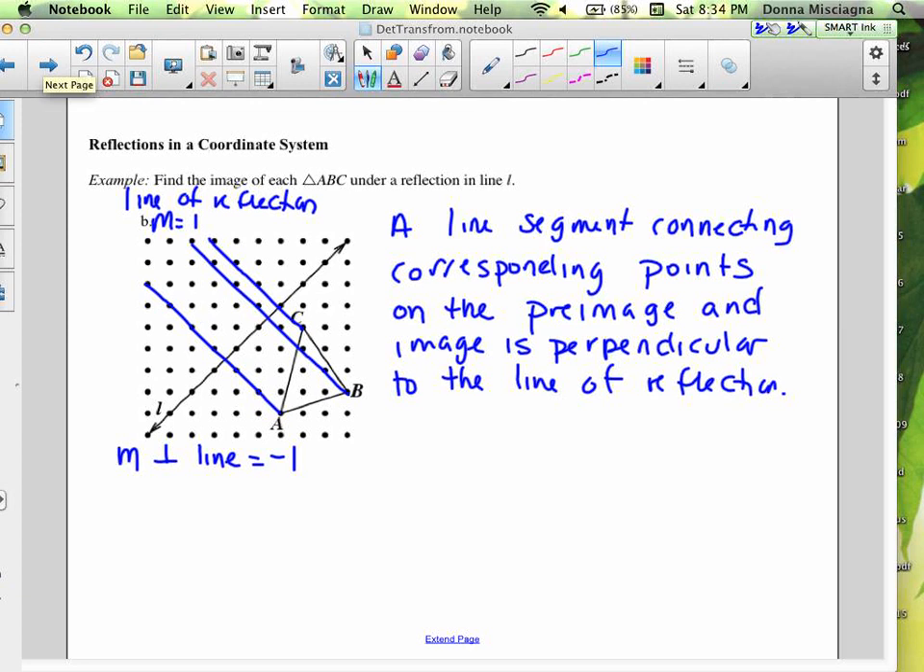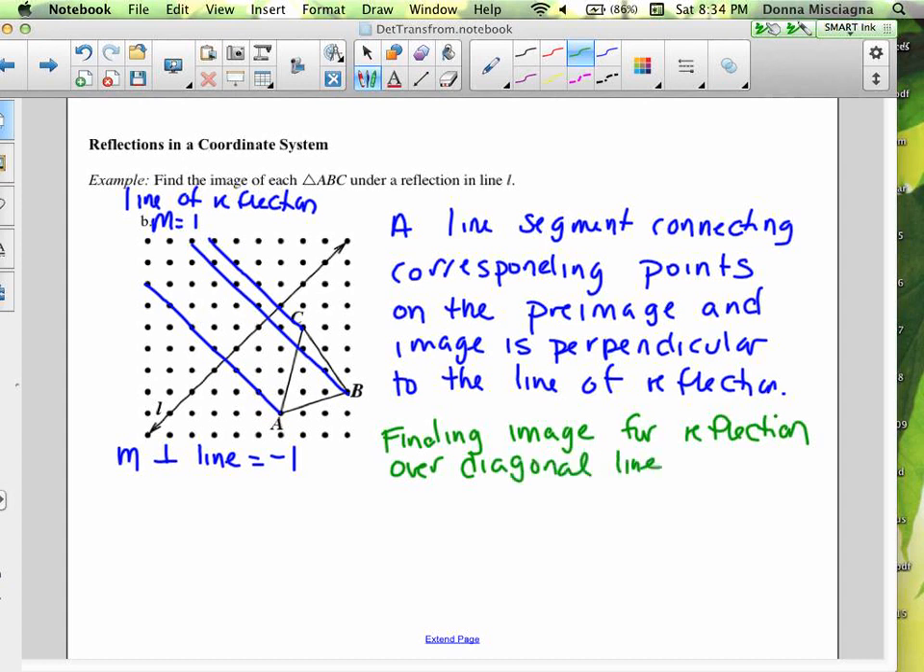Let's write down what we did so far. Finding the image for reflection over a diagonal line. You can write this in your notes because we have one that's almost like this coming up next, so I won't have to write it down twice. Find a little spot to write it, or use a sticky note. This is really helpful when you have no coordinates.